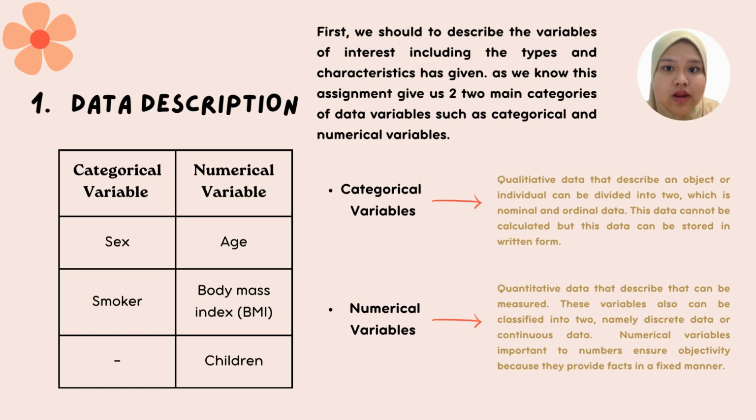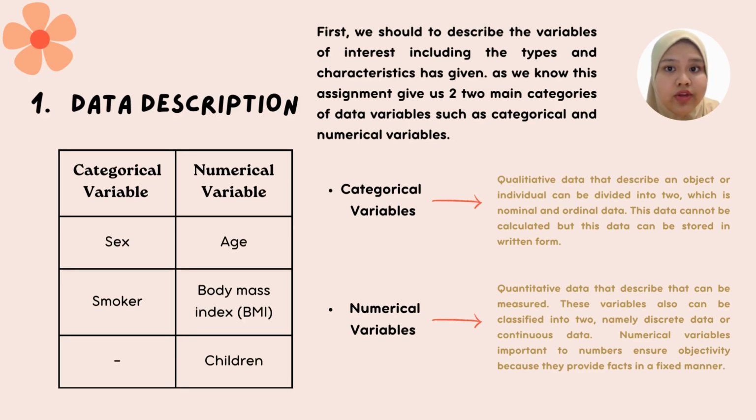First, we should describe the variable of interest including the type and characteristic as given. As we know, this assignment gives us two main categories of data variables, such as categorical and numerical variable. In our option, the categorical variables are sex and smoking status.